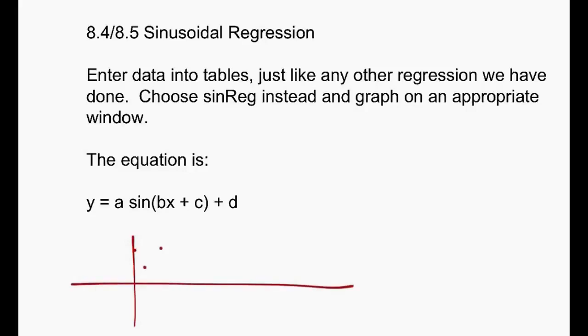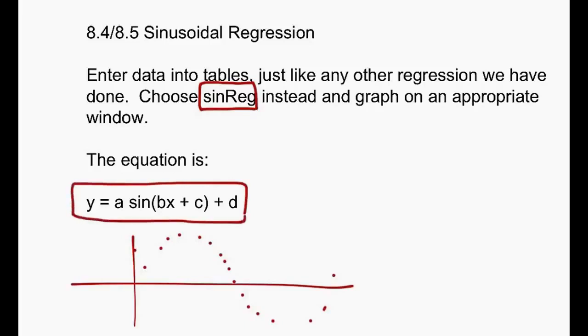You might get points that do something like this when you plot your points, and then go to regression like we did before. The only thing different is you're going to pick sine regression, which is near the bottom of the list, and it'll give you the equation. The equation will be in this form here, and we'll talk about that more in a second. And then you can graph it, and it would draw your sine graph accordingly to whatever the data points are.